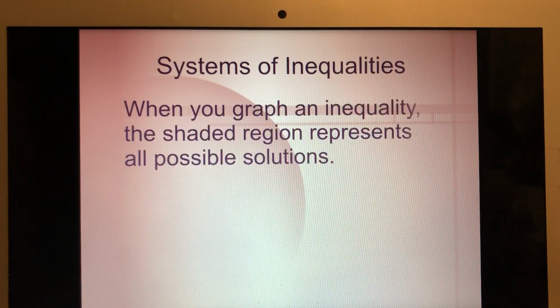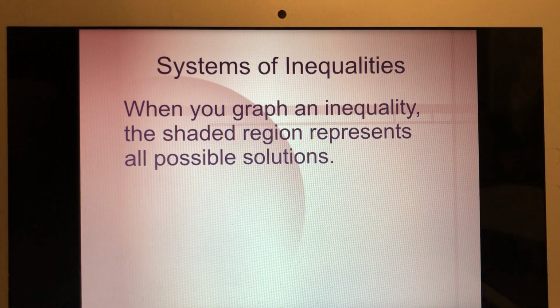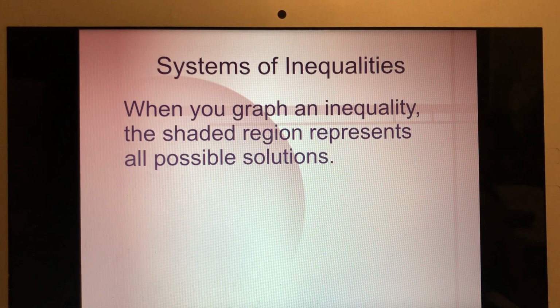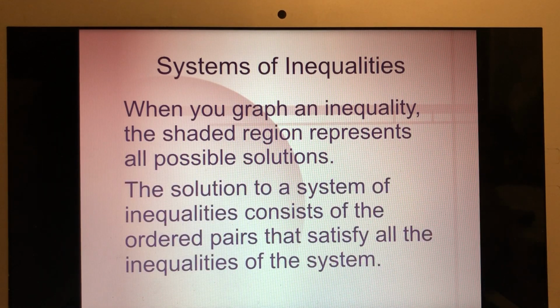Now, systems of inequalities. When you graph an inequality, the shaded region represents all the possible solutions. The solution to a system of inequalities consists of the ordered pairs that satisfy all the inequalities of the system. So ordered pairs.